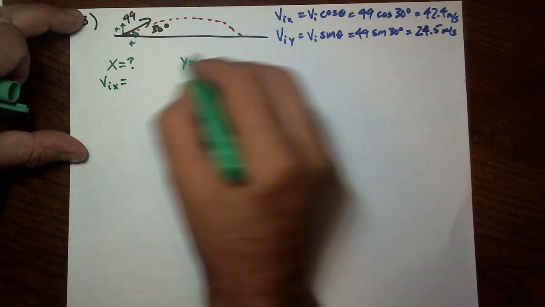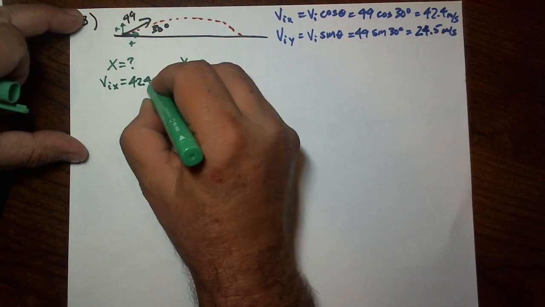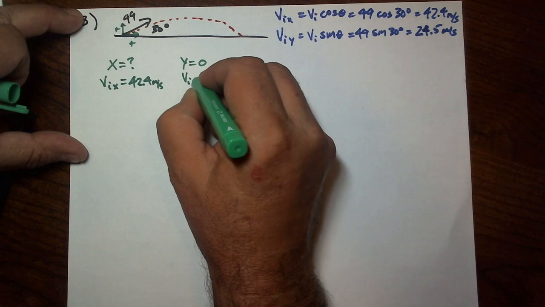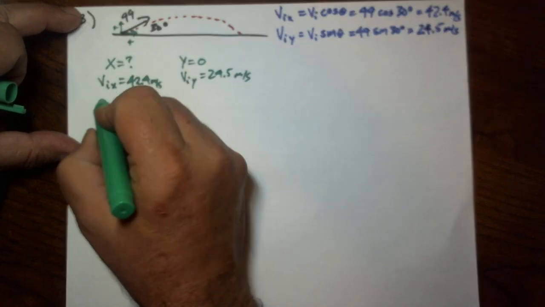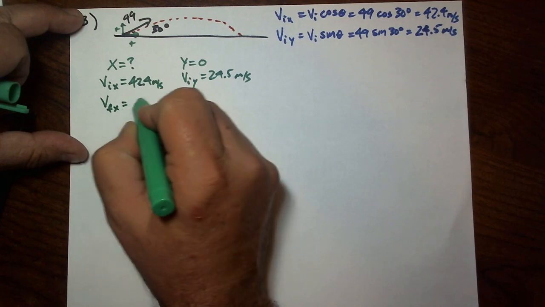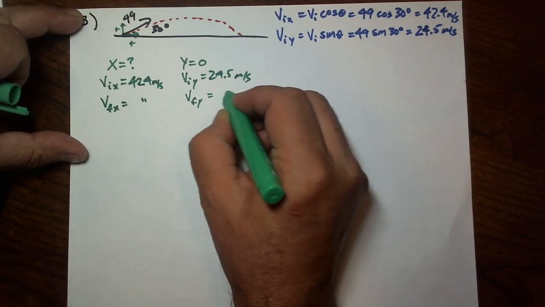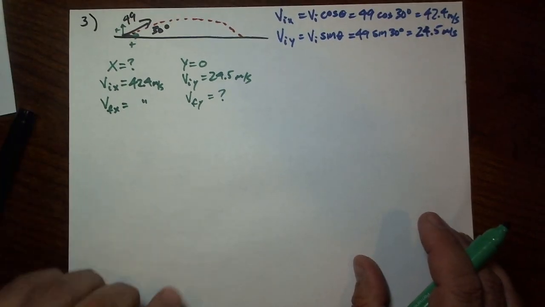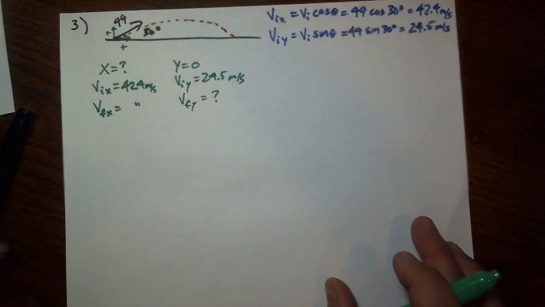Our initial velocity in X is the 42.4 that we found. And initial velocity in Y is the 24.5 that we found. The final velocity in X will be the same number, 42.4. The final velocity in Y, we can pretend we don't know. It turns out that this will be the negative of that. We can prove that sometime.